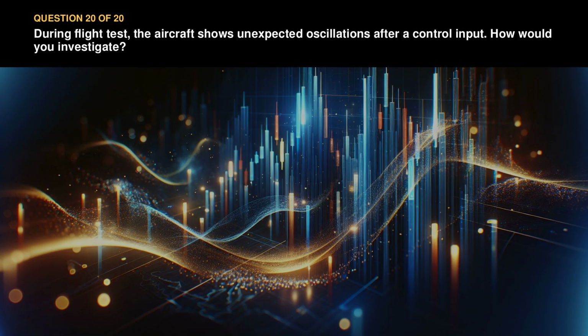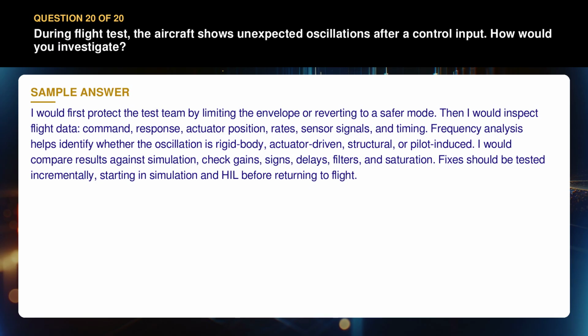Question 20. During flight test, the aircraft shows unexpected oscillations after a control input. How would you investigate? I would first protect the test team by limiting the envelope or reverting to a safer mode. Then I would inspect flight data, command, response, actuator position, rates, sensor signals, and timing. Frequency analysis helps identify whether the oscillation is rigid body, actuator-driven, structural, or pilot-induced. I would compare results against simulation, check gains, signs, delays, filters, and saturation. Fixes should be tested incrementally, starting in simulation and HIL before returning to flight.